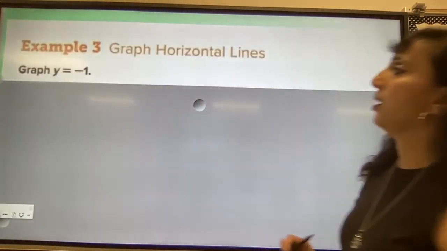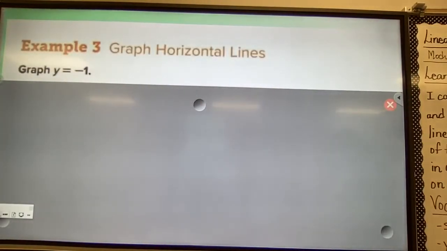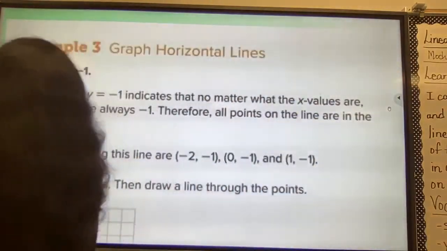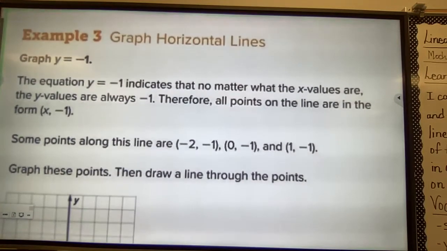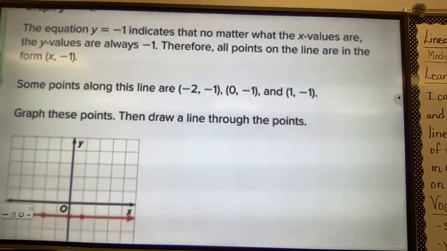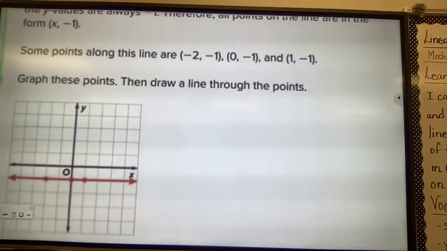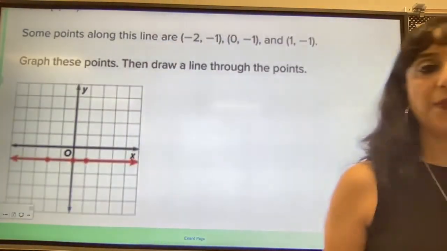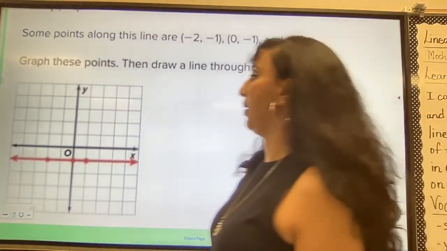And if I go here, and if I say y is equal to -1, that again means that no matter what x is, your y is always going to be -1. Okay, so therefore the equation that I am going to write is y is equal to -1. And then, as you can see, x can be anything, but y is going to be -1. So here is that horizontal line. All right? Okay.